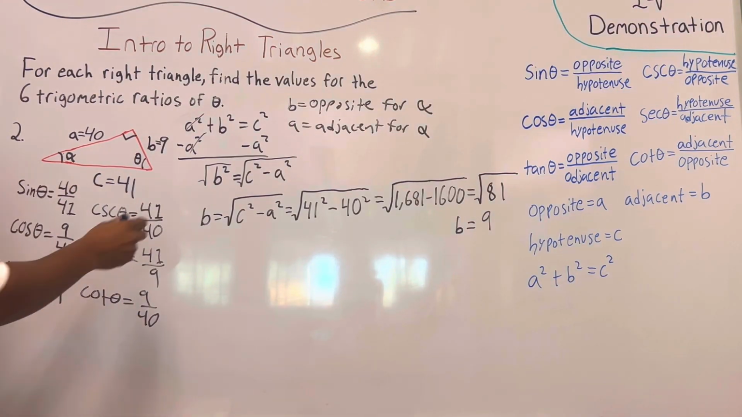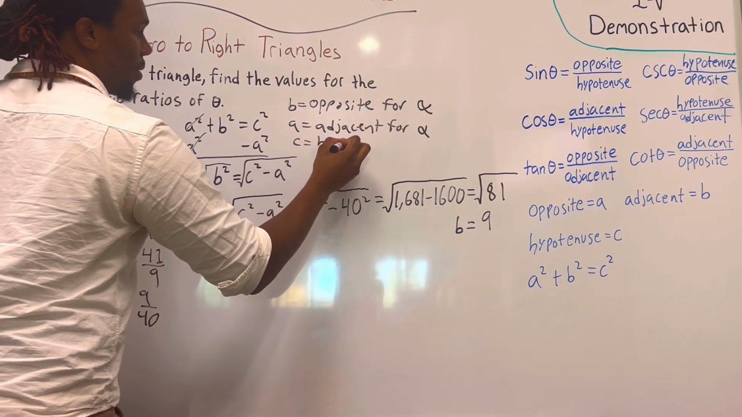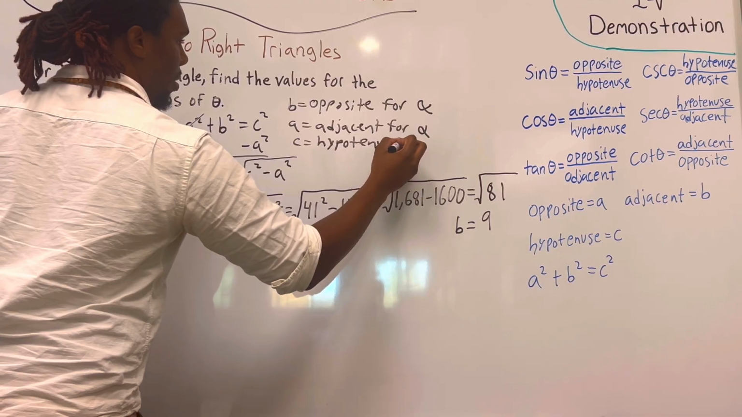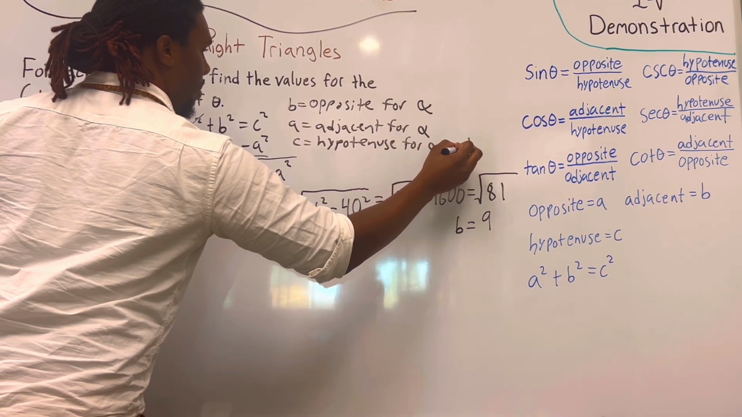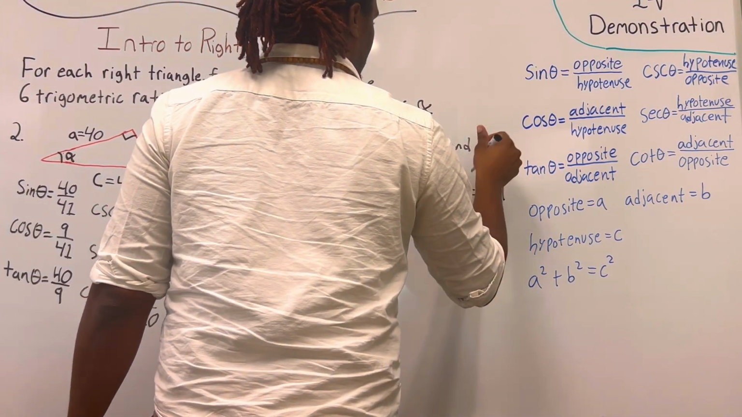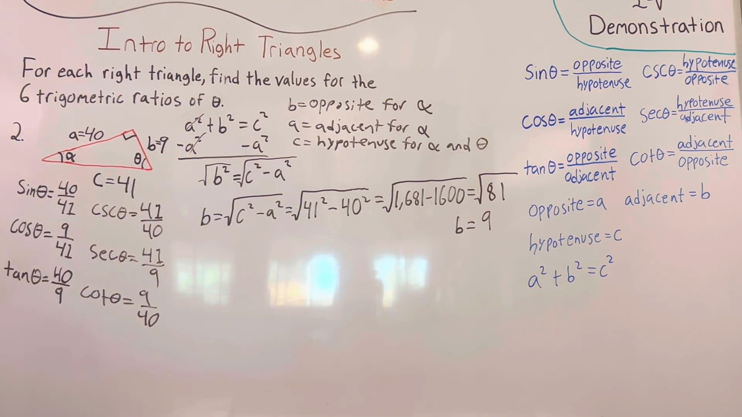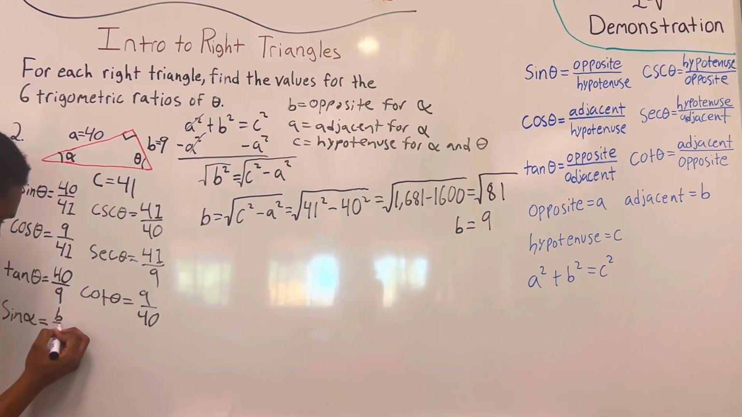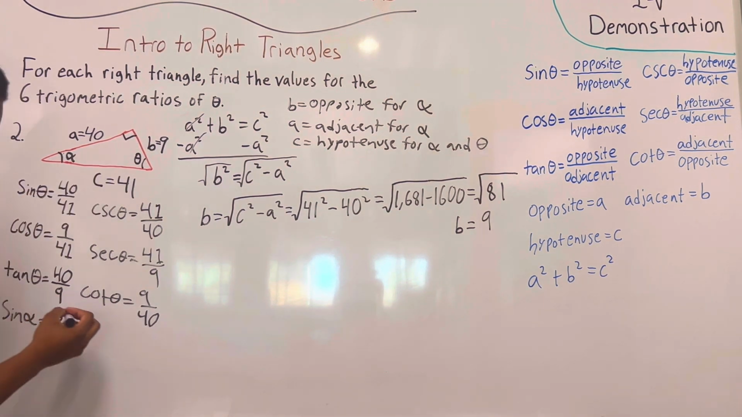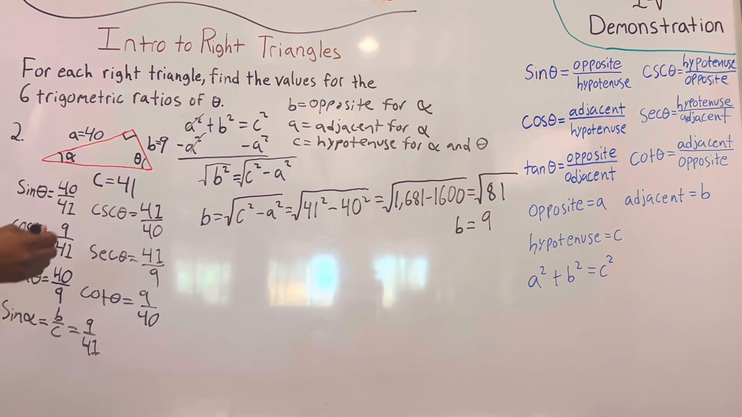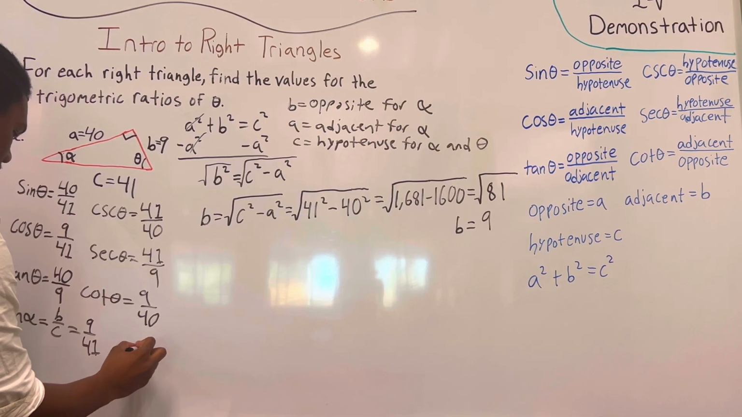Now for c, it doesn't change. Hypotenuse is the longest length side in the right triangle. And whether we're talking about alpha or theta, c is always going to be the longest length. So let's get the 6 trigonometric ratios for alpha. So sine alpha is opposite over hypotenuse, which is b over c, and b is 9, and the hypotenuse is 41. So we get 9 over 41.